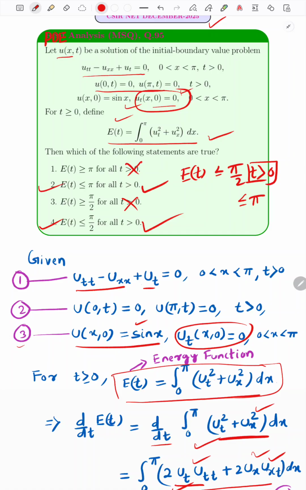I hope that you all understood it very well, and this method has a very nice name. It is called the energy method.